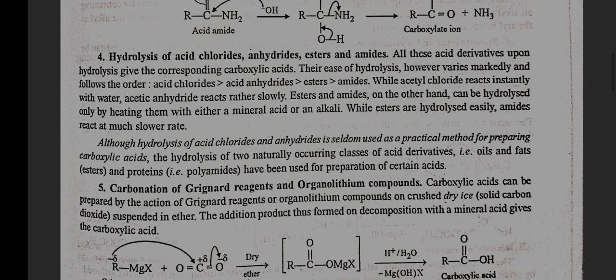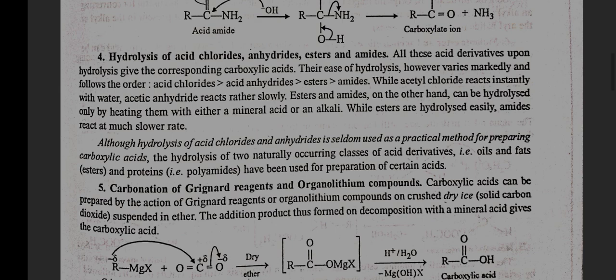The ease of hydrolysis, however, varies markedly and follows the order: acid chloride is greater than acid anhydride, which is greater than esters, which are greater than amides. While acetyl chloride reacts instantly with water, acetic anhydride reacts rather slowly. Esters and amides, on the other hand, can be hydrolyzed only by heating them with either a mineral acid or an alkali. While esters are hydrolyzed easily, amides react at a much slower rate.